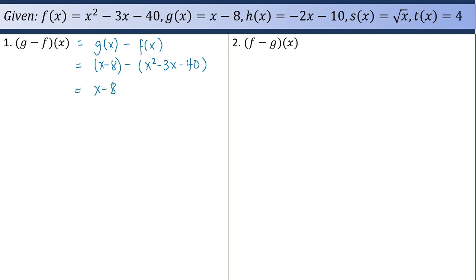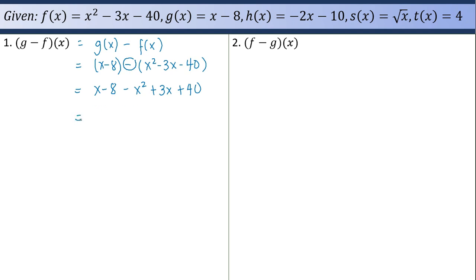Copy x minus 8. Ngayon, dahil may minus sign tayo dito, lahat ng terms sa loob ng parentheses ay magbabago ng sign. Inuulit ko, lahat ng terms inside the parentheses will change their sign. So what will happen? We have negative x squared plus 3x plus 40. Okay? Ang x squared ay naging negative, ang negative 3x ay naging positive, ang negative 40 ay naging positive.